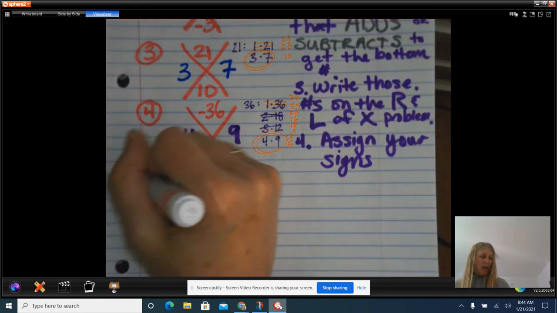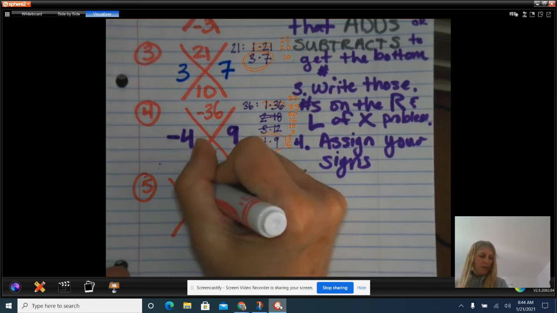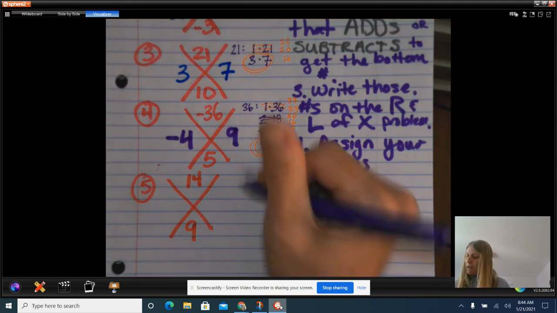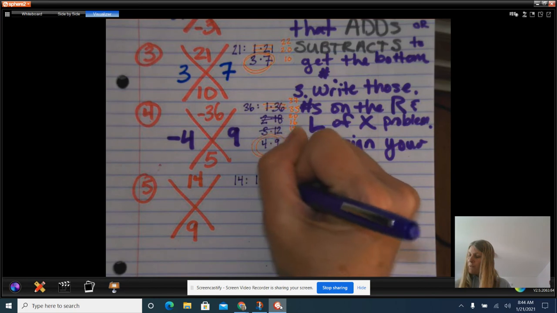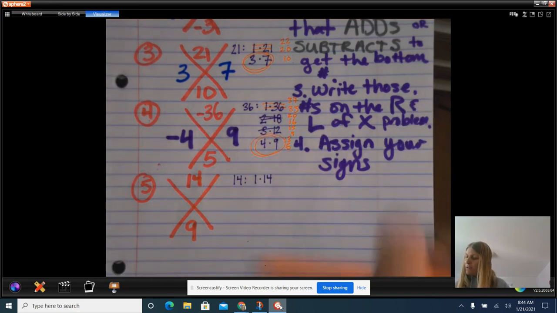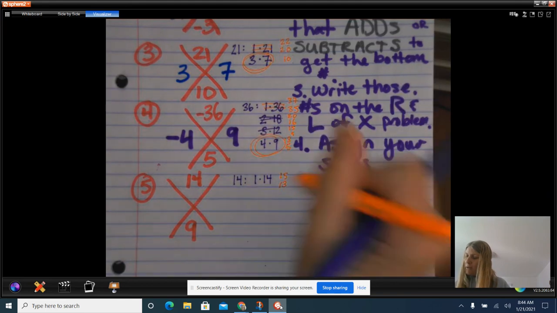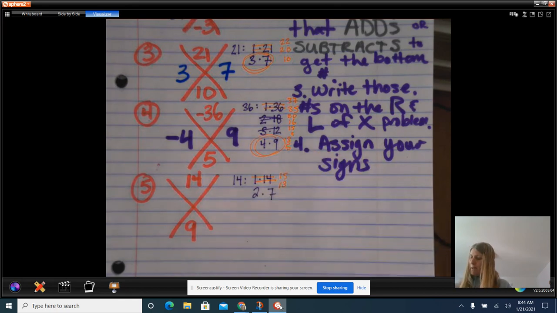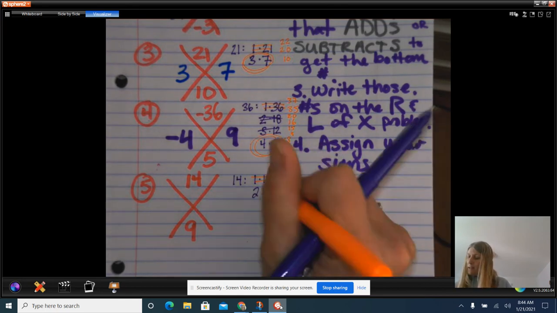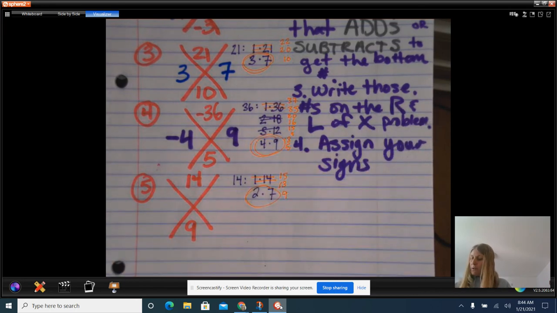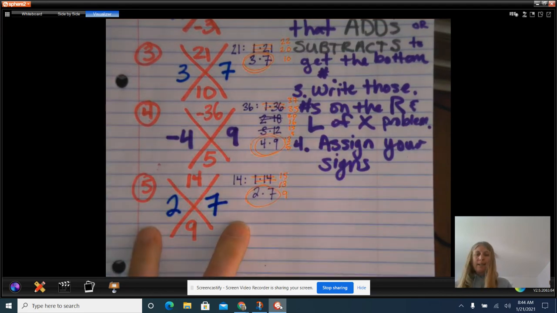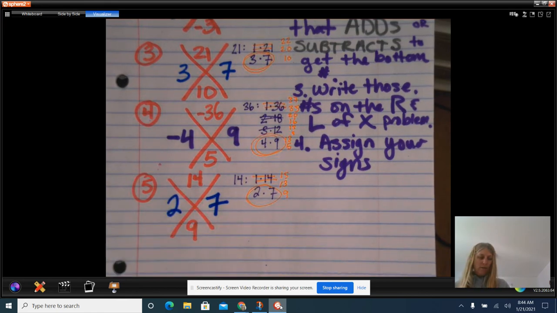Example number 5. So we have a 14 and a 9, all positive. So I'm going to look at the factors of 14. Once again, I always start with 1 times 14. That's going to add to 15, subtract to 13. I'm looking for a 9, so that's not it. 2 goes evenly. 2 times 7. So 2 plus 7 is 9. Ding! That's what I'm looking for. So I'm going to go ahead and put my 2 and my 7. Now, 2 plus 7 is 9, so they're going to remain positive, and 2 times 7 is 14, so I know that I've solved that correctly.